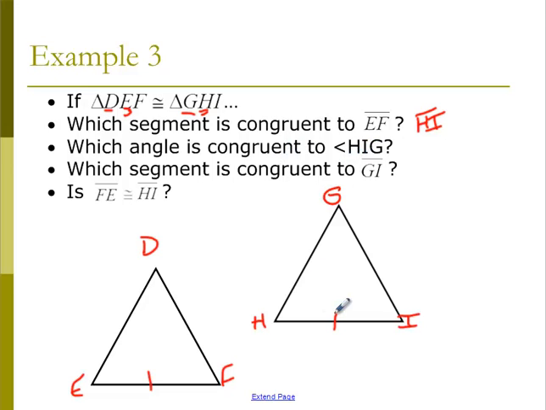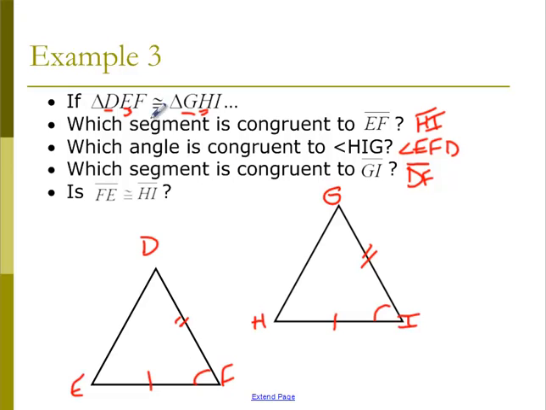Which angle is congruent to angle HIG? HIG, remember, you follow them in order. Right corner, right corner. So we're going to label this one angle EFD. And what segment is congruent to GI? GI is on the right, DF is on the right.